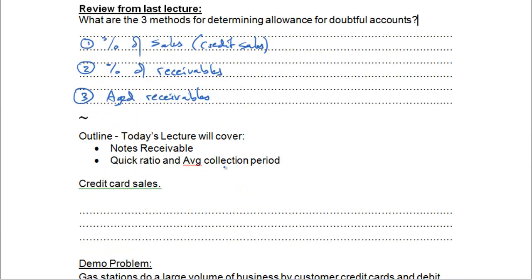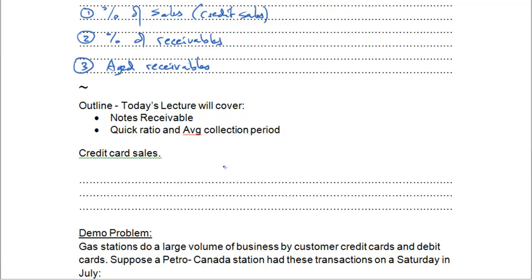So today's lecture is going to discuss notes receivable, and we're also going to look at a couple of financial ratios. Before we launch completely into notes receivable, there's one final piece I wanted to touch on. We looked at sales and receivables. How do things work with credit card sales? What potentially changes? The most common credit cards are what the textbook calls bank credit cards, Visa, MasterCard, and so on.